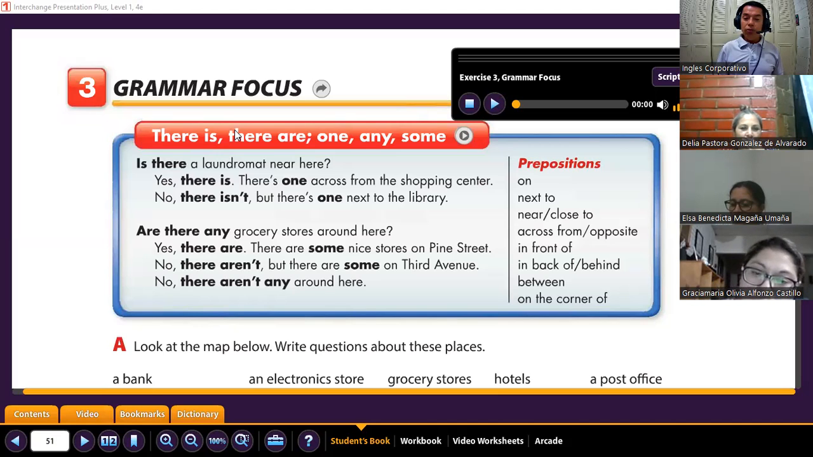Luego tenemos, ya había dicho in back, que es atrás, ¿va? Y on the corner of, que es en la esquina de. Hay una canción ahí, ¿verdad? Que no te digan en la esquina el venado. On the corner of. On the corner of, right? Good. Any question?